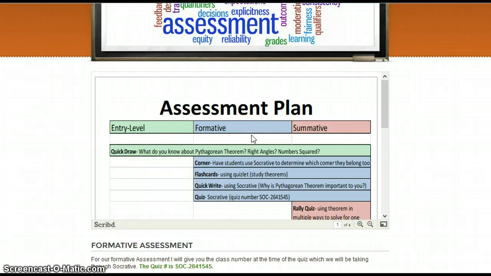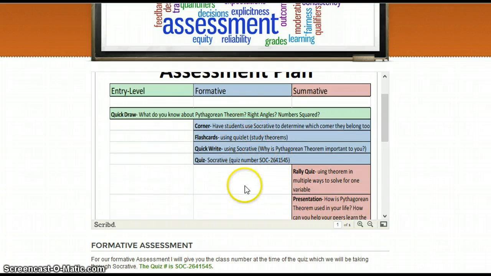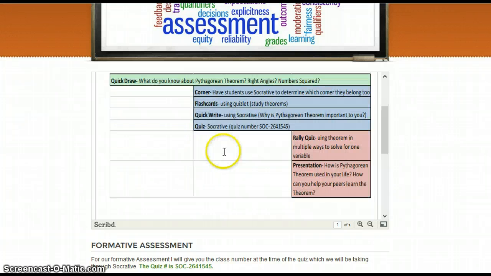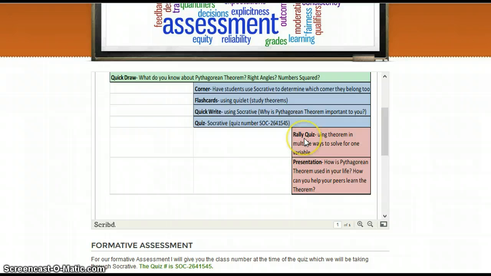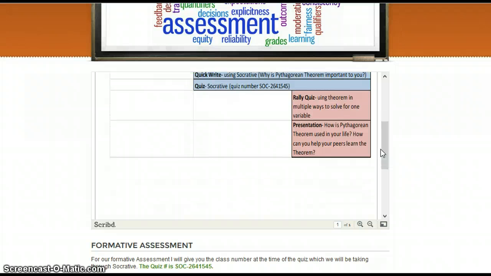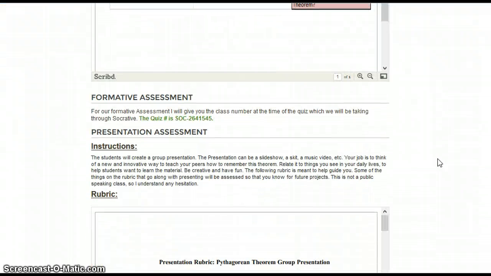I then have the formative, which are the corners, for which I have students use the Socrative to determine which corner they belong to. I then use flashcards, the quick write, and the quiz, the Socrative quiz, which I have below. I also have a rally quiz using the theorem in multiple ways to solve for one variable. I also have them do a presentation on the Pythagorean theorem used in your life and how can you help your peers learn the Pythagorean theorem.